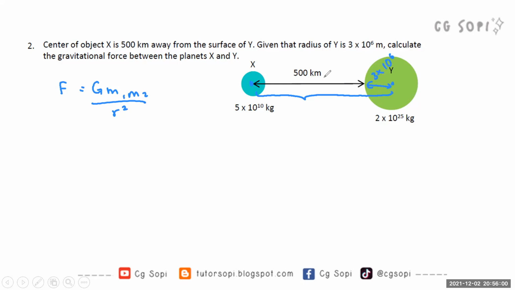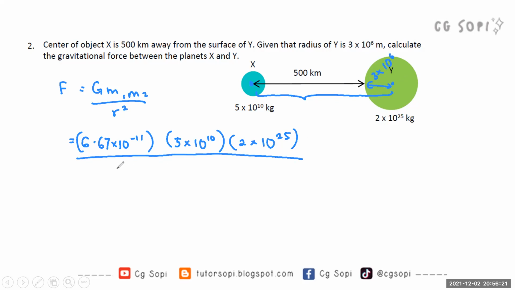So now given that the radius of Y is 3 times 10 to the power of 6, to be able to get this value you have to add. Never mind, we'll just write first. G is 6.67 times 10 to the power of negative 11 multiplied by m1, which is 5 times 10 to the power of 10. m2 is 2 times 10 to the power of 25. And then you divide by 500. Remember, you have to change to meter. Earlier we did times 1000. So 500,000 plus 3 times 10 to the power of 6. Don't forget, you have to square the value. Please remember everything.